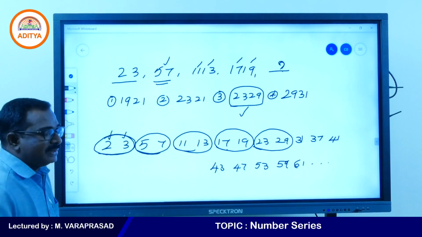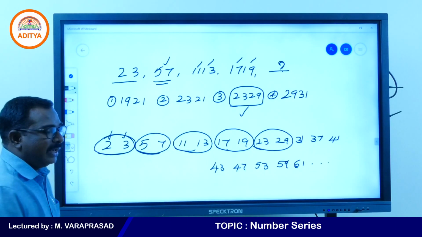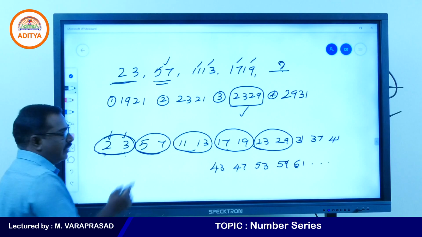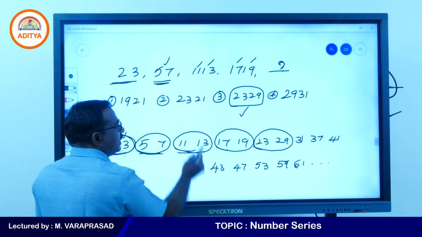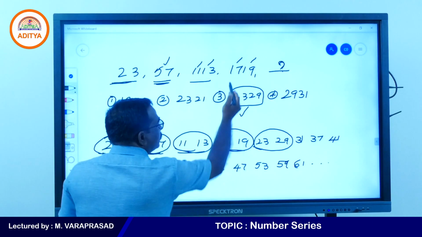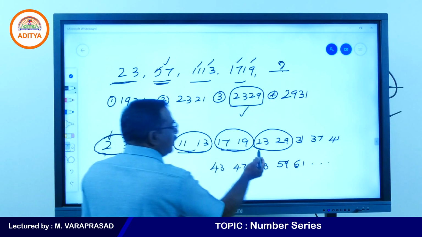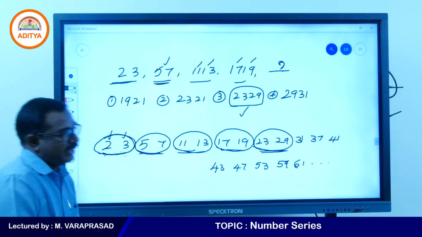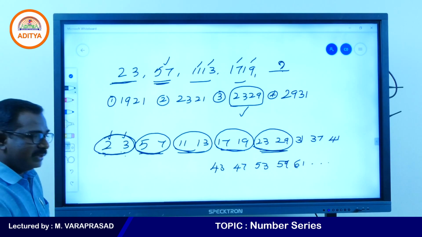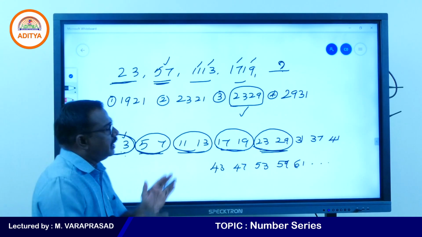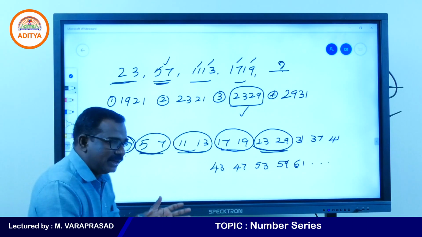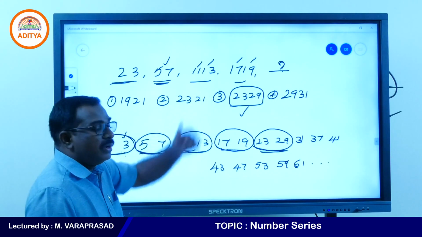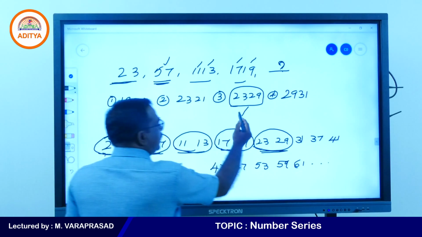A pair of successive prime numbers is taken as a group. 2, 3 is taken as one term, 5, 7 as another term, 11, 13 as one more term, 17, 19 as one more term, and 23, 29 is the next one. So the answer is 23, 29. Did you understand? A series of numbers will be given with a particular logic, pattern, or rule. You need to find out the rule and fill in the question mark. The answer here is 23, 29.